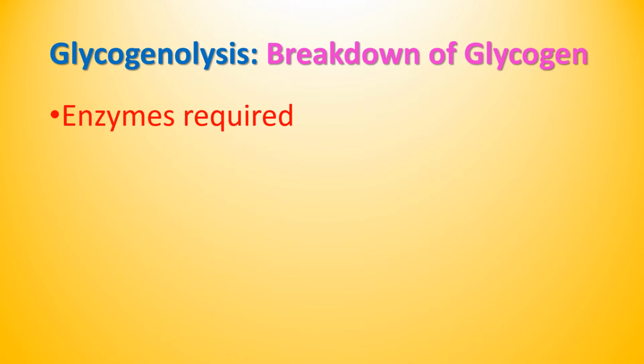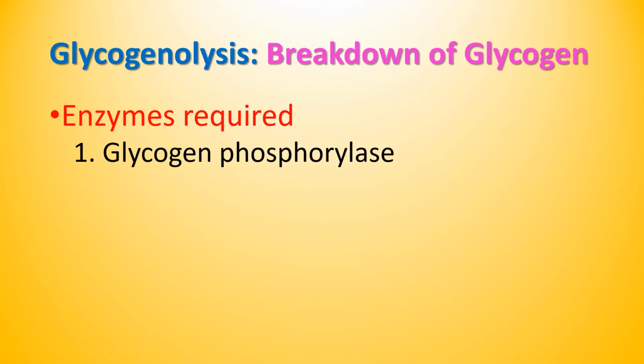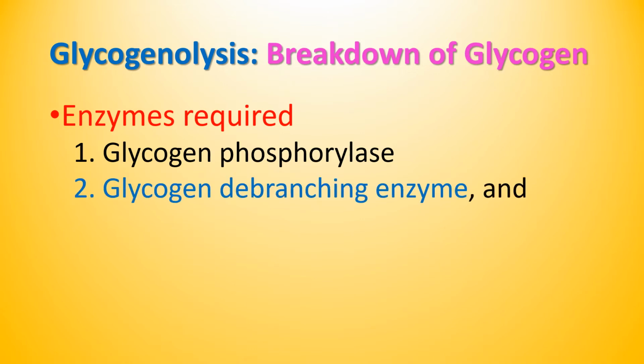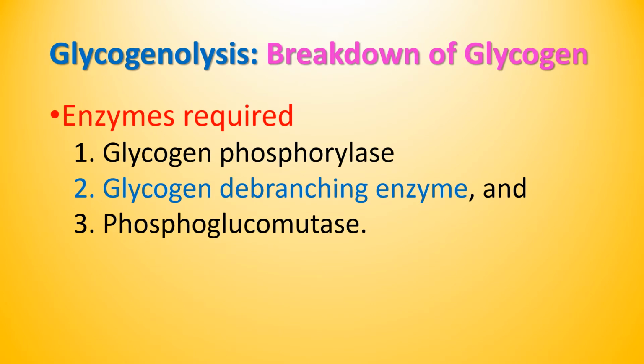Now about the enzymes which are required during glycogenolysis. The first one is glycogen phosphorylase, the second one is glycogen debranching enzyme, and the third one is phosphoglucomutase. So these are the three enzymes which are required. In skeletal muscle and liver, the glucose units of the outer branches of glycogen enter the glycolytic pathway through the action of these three enzymes.